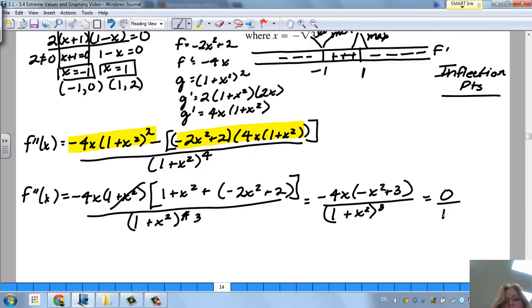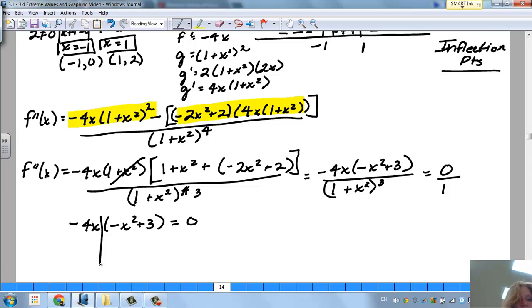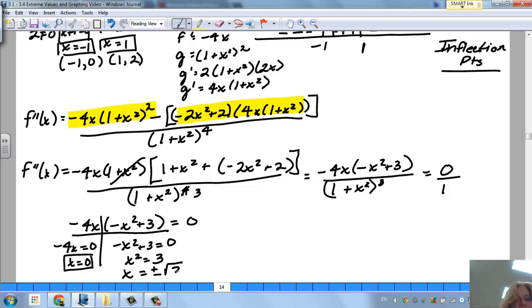I'm going to do 0 over 1. So when I do that, I cross multiply. I'm going to bring this over here: negative 4x times negative x squared plus 3 equals 0. So I have negative 4x equals 0, x equals 0. And then I have negative x squared plus 3 equals 0. So x squared is going to equal 3. X is plus or minus radical 3. Wow. Took us a bit, well, we got there.